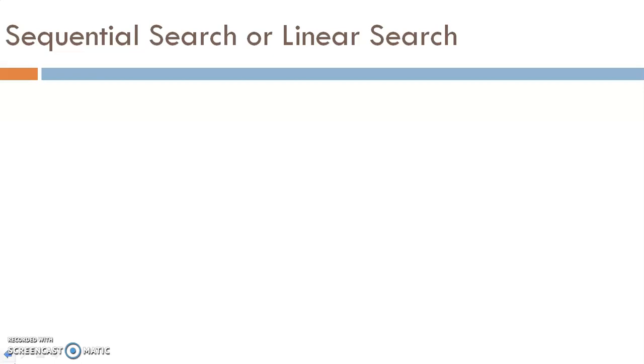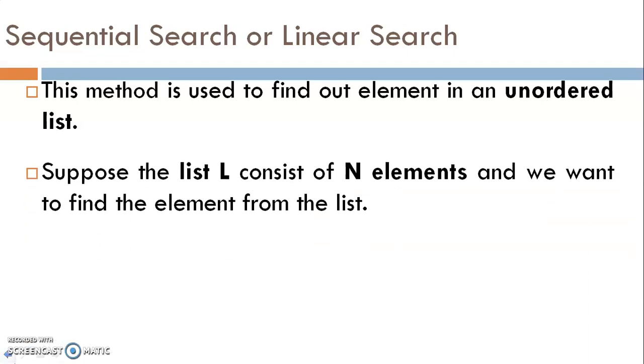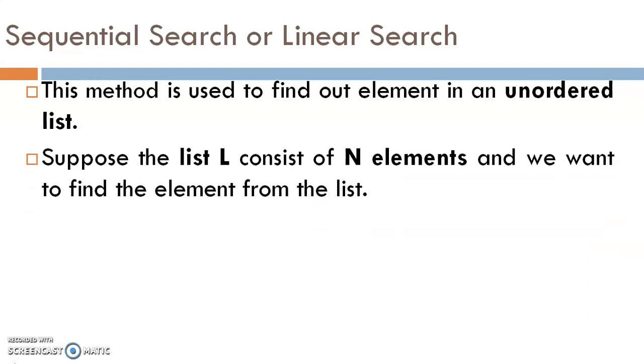Linear search is also known as sequential search. This method is used to find a particular element in an unordered list. Suppose the list is L and it consists of n elements, and we want to find a particular element from the list.